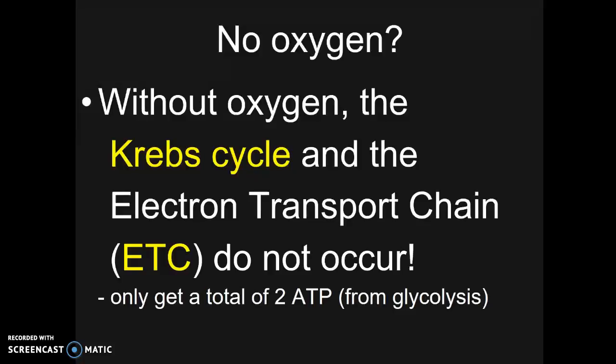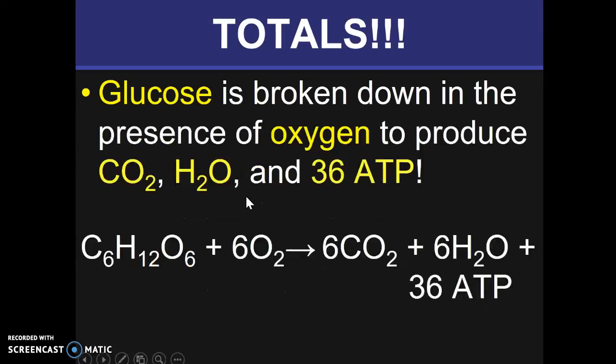Okay, so let's say we don't have oxygen. Without oxygen, the Krebs cycle and the ETC do not occur. So you can still do glycolysis, which you'll get a total of 2 ATP, but compared to 36 ATP, obviously we're always going to want to go through this process. Later, I believe next week, we'll talk about the process where there is no oxygen and what happens. But for now, I want you to focus on we need oxygen to make the most ATP that we can.